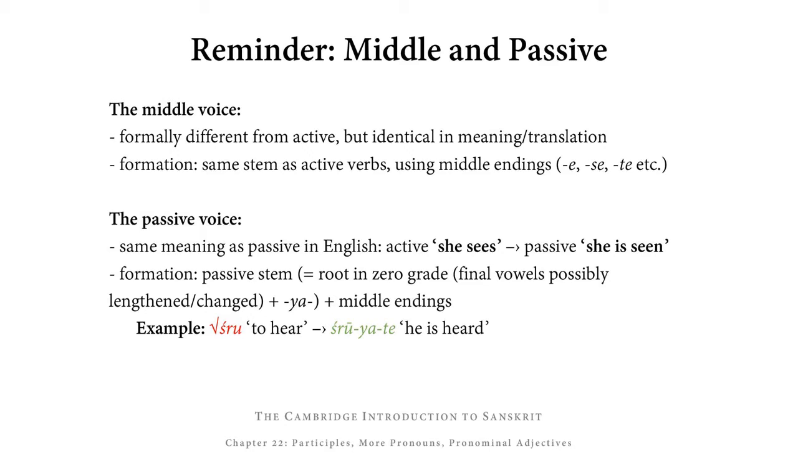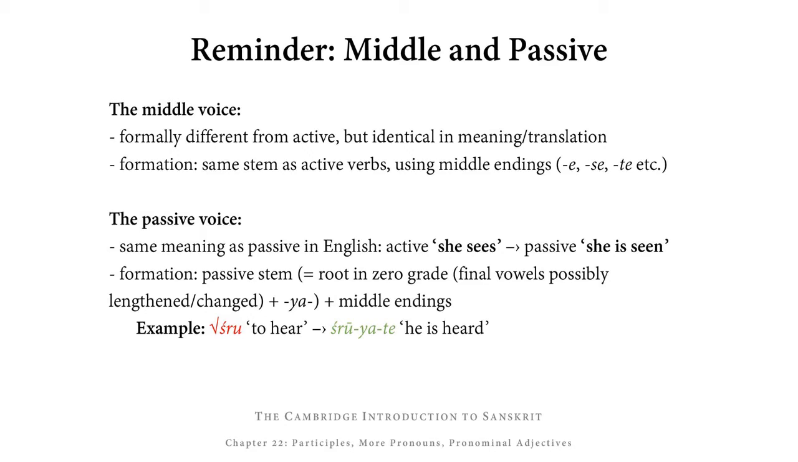And so we get a contrast of, for example, vadati, meaning he, she, or it says, as opposed to bhashate, also meaning he, she, or it says. But while vadati with the ending third singular ti is active, bhashate with the ending third singular te is middle. The passive voice then has the same meaning as the passive in English, so whereas an active might be something like she sees, the passive counterpart of that would be she is seen.